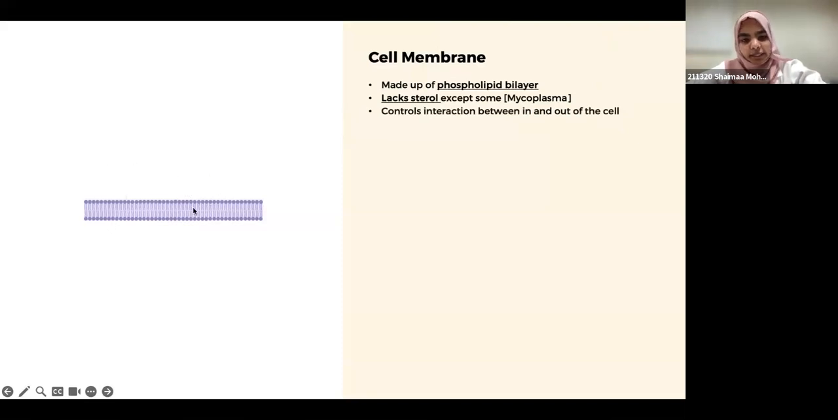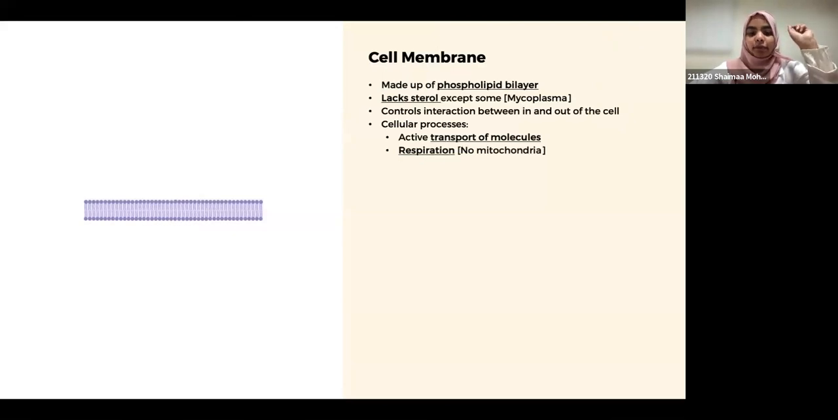And just like our cell membrane, they control interaction between inside the cell and outside the cell. They have the transport of molecules. But what's new is that cell membranes help in respiration. What other organelle did we say helps in respiration?